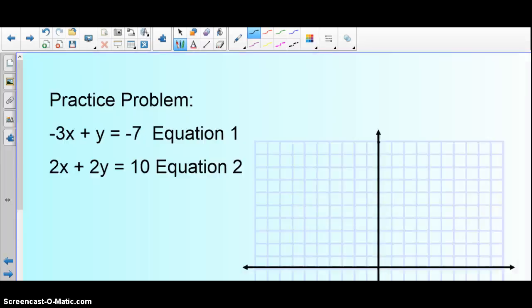Here's your practice problem for tomorrow. Have it done and bring it to class.